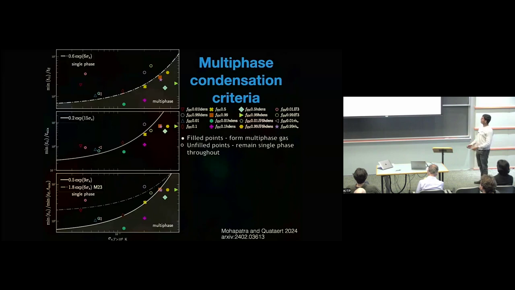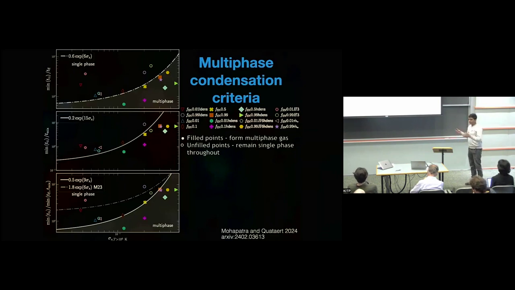Now what we found here is that we again went for the same multi-phase condensation criteria. This is a very similar curve, just for the supernova driving instead of the idealized turbulence driving that I was showing before. Again, the filled points are the ones that form multi-phase gas. Unfilled ones remain single phase throughout the simulation. So what we find is, in this case, TTI by t_freefall actually works well for all our simulations. We needed to rescale it slightly. It's 0.6 times exponential of 6, so it's smaller by a factor of 0.6.